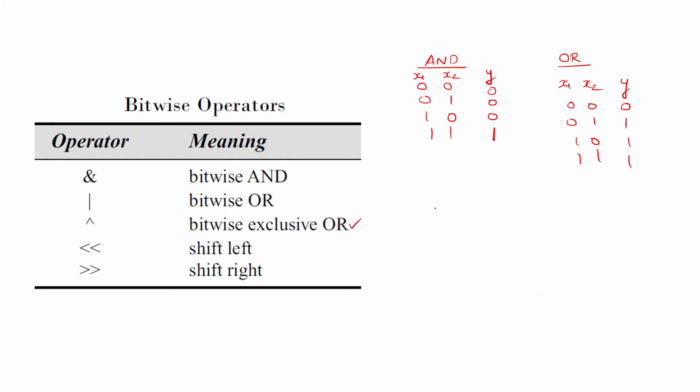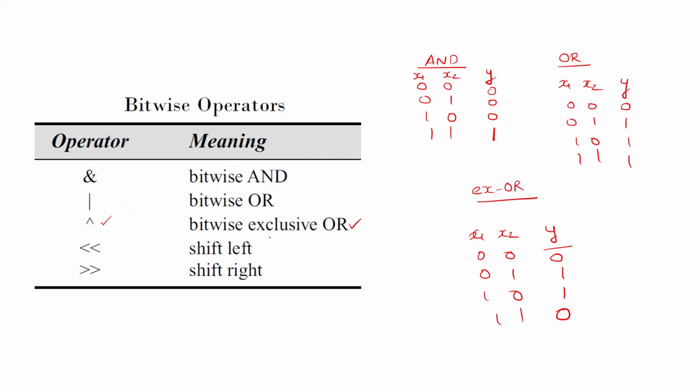Then bitwise exclusive OR. How to calculate exclusive OR? Again, two inputs, say x1, x2: 0 0, 0 1, 1 0, 1 1. What is the output of XOR? The output of XOR will be high only if the inputs are different. So in this case, 0 1 and 1 0, the output is high. If the inputs are the same, the output will be 0. So for exclusive OR, you can do this.